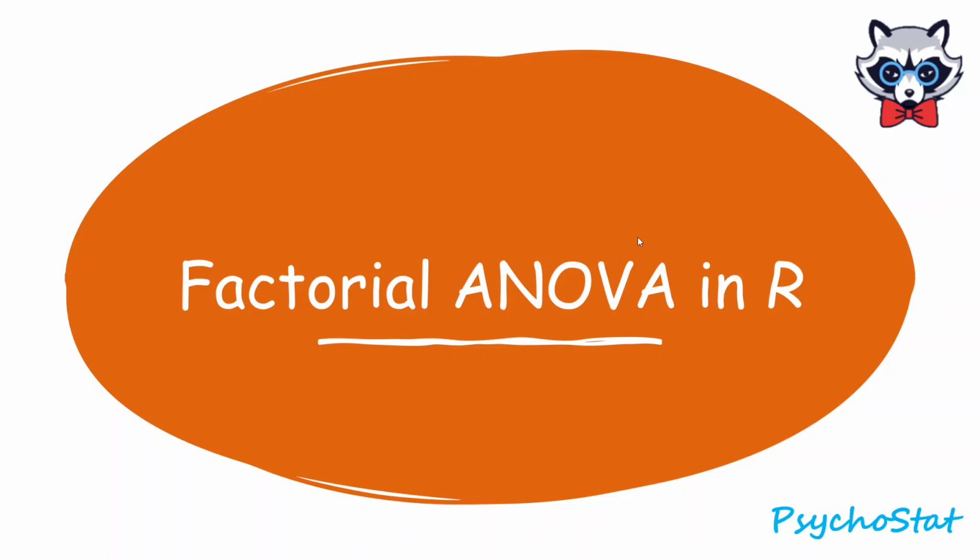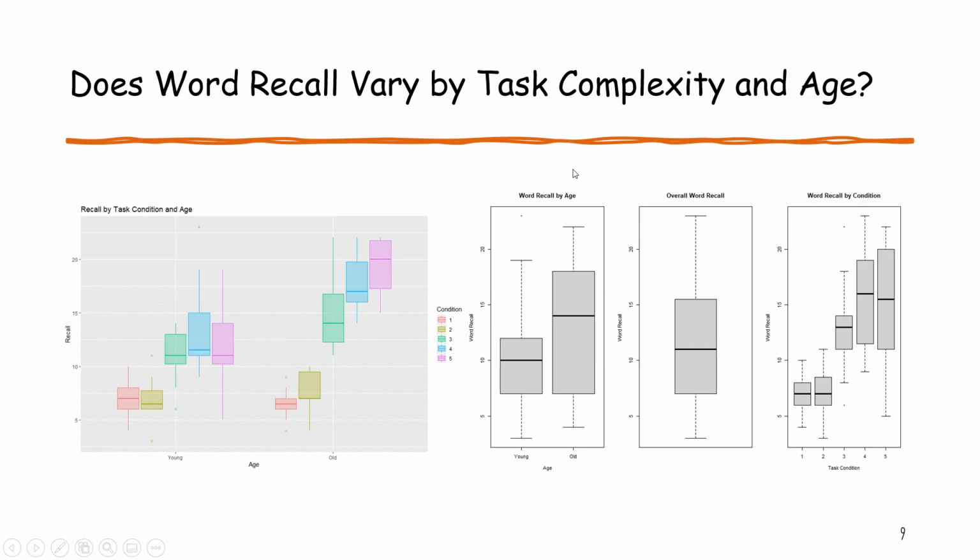Okay, welcome back. Today we're going to talk about how to run a factorial ANOVA in R, which is when we have more than one categorical predictor. This time we're going to be asking: does word recall vary by task complexity and age?